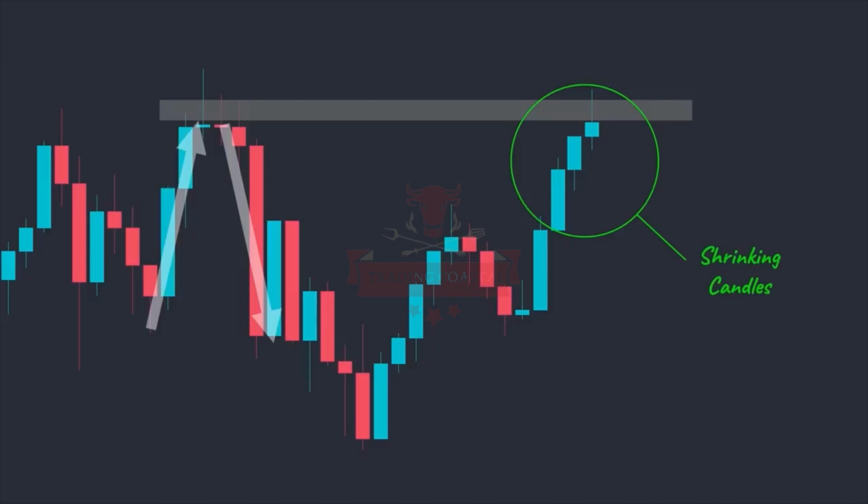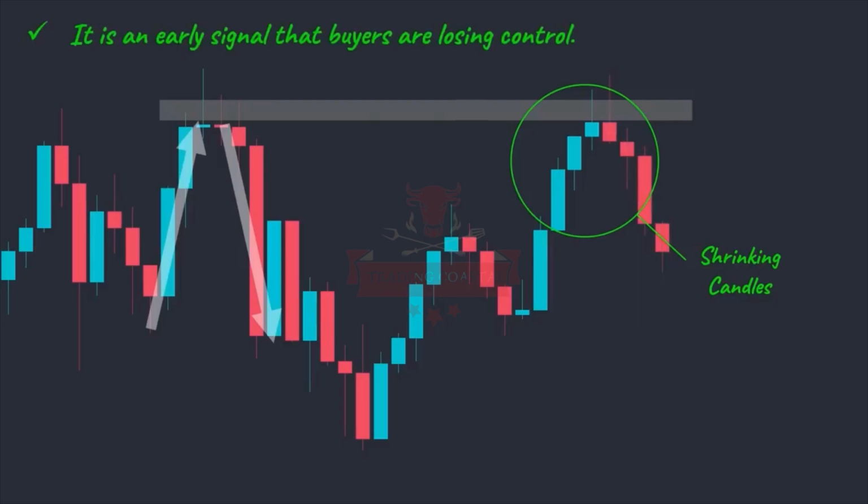The psychology behind the shrinking candles is that it shows the loss of momentum from the buyers, which results in a smaller distance pushed by the price. It is an early signal that buyers are losing control, and prices might reverse from the area. Now, this pattern works best when accompanied by another reversal pattern, like a long wick rejection at the end. Remember, the same concept is valid for the bearish scenario.